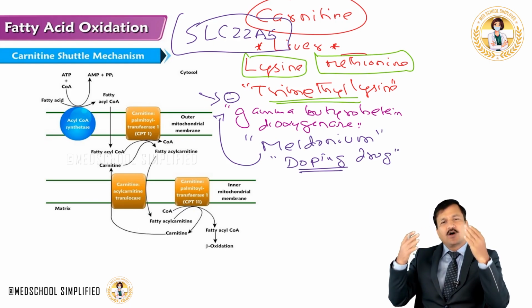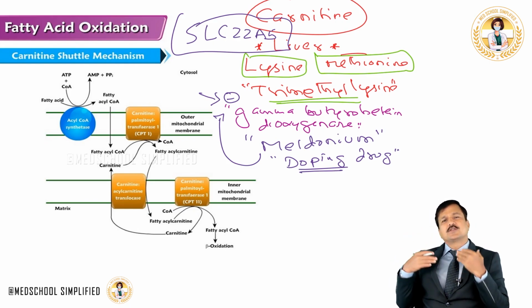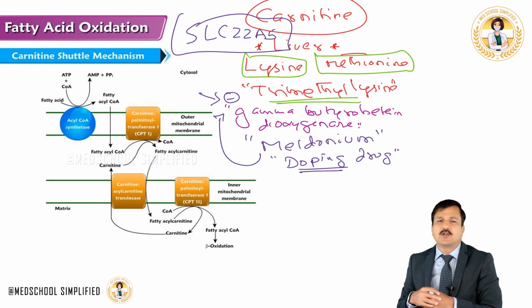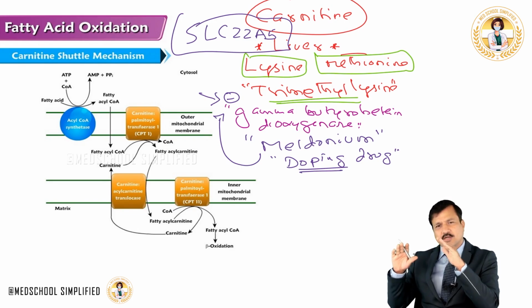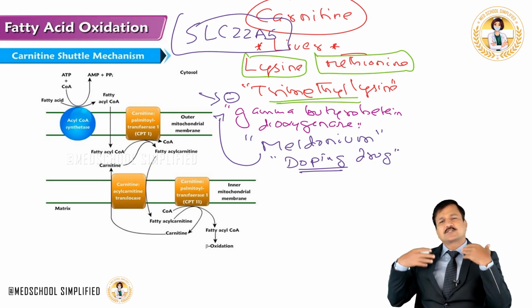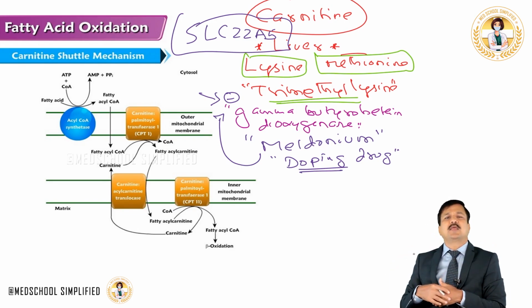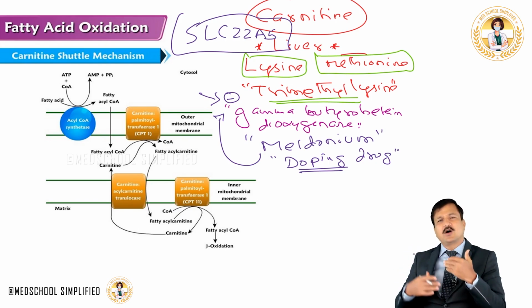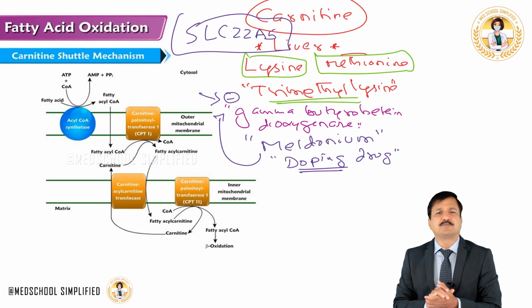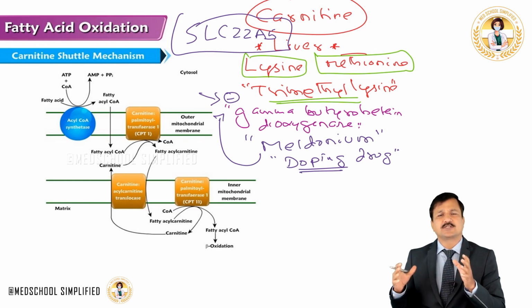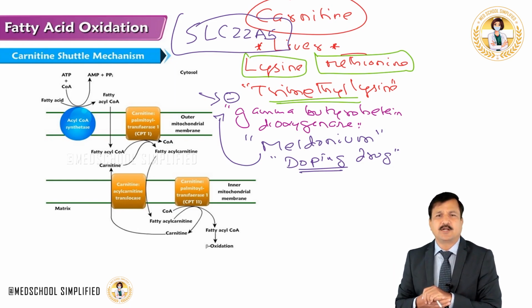When oxygen consumption is reduced, the respiratory rate will also be reduced, and by controlling the respiratory rate, exercise performance can be improved. And that's how sportsmen try to dope this drug meldonium to improve their sporting performance. That's why meldonium is one of the banned drugs.